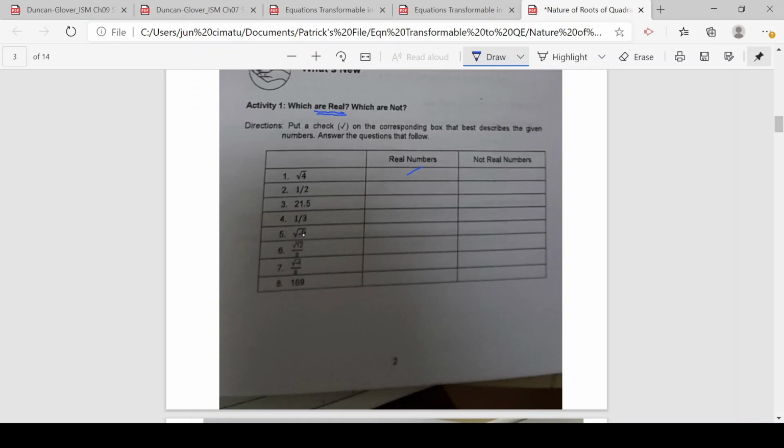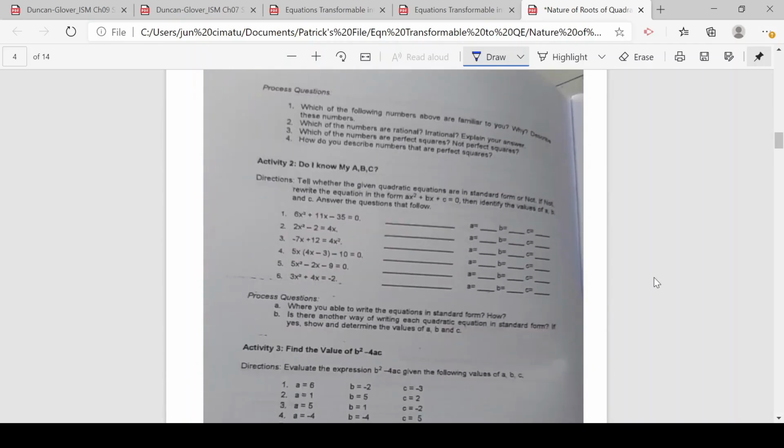Square root of negative 9. Subukan mo yan sa calculator. Walang error ang ibibigay sa'yo. So, not real yan. Pagka nagkaroon ng negative sa loob ng radical sign or yung radicand mo ay negative, hindi yan real. So, which of the following numbers above are real?